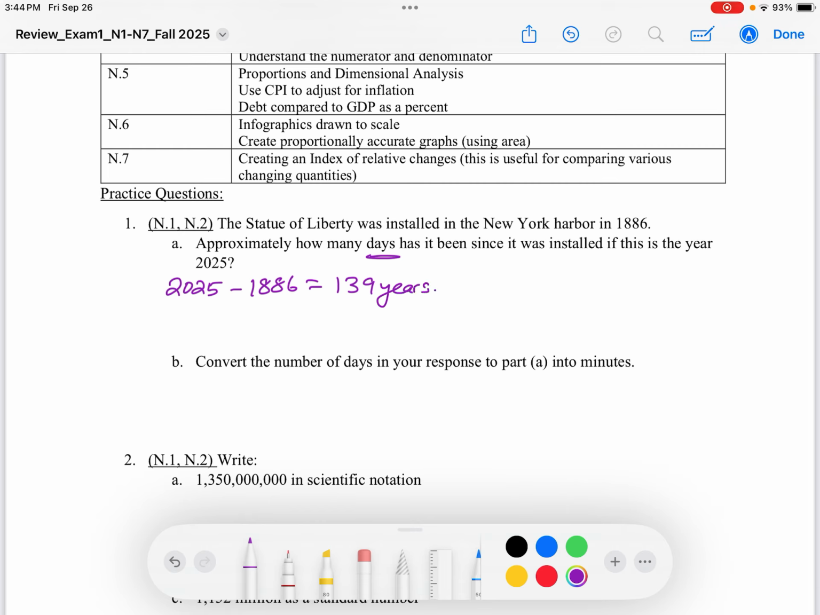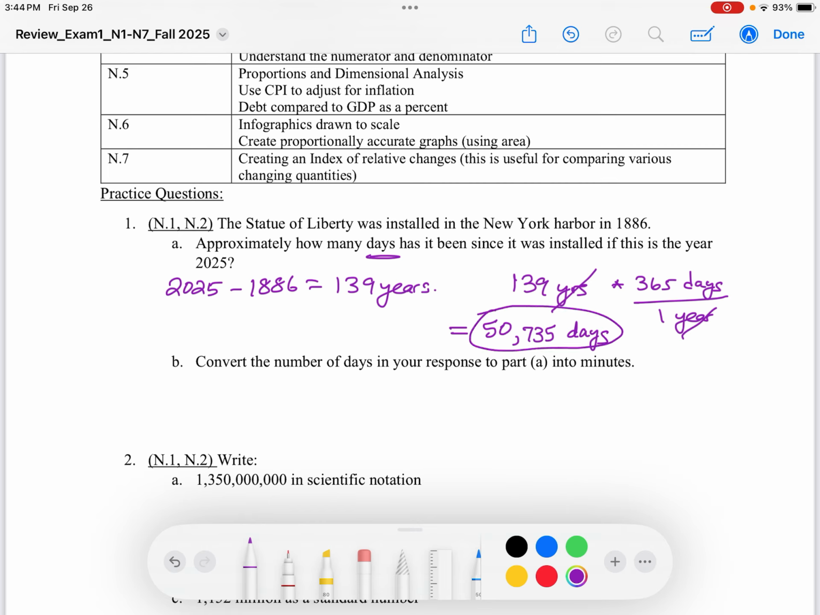But we need the number of days, so we take 139 years and you multiply it by 365 days, because there are 365 days in 1 year. So this is a unit fraction, and the years cancel out. And when you multiply these two numbers, you should get 50,735 days.